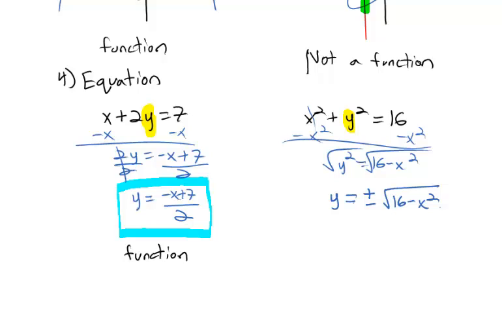Notice y could be either positive or negative. Y has 2 options for a given value of x. Because of that plus or minus, there's 2 options. This is not a function.